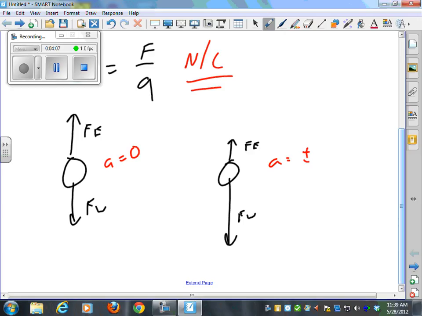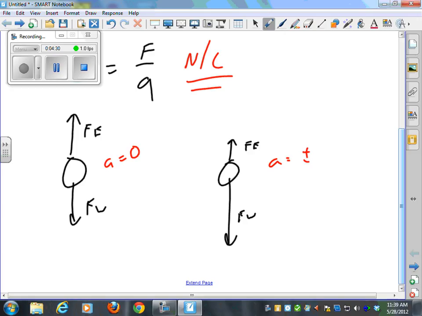The next one says, describe a simplified version of Millikan's experiment. I will not ask you to describe the Millikan experiment on the test. Would I expect you to know bits and pieces about it? Yes. But I won't expect you to say, this is what Millikan did. That's what the project's all about, right?